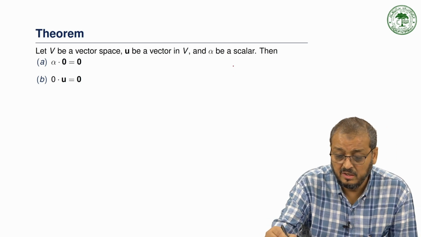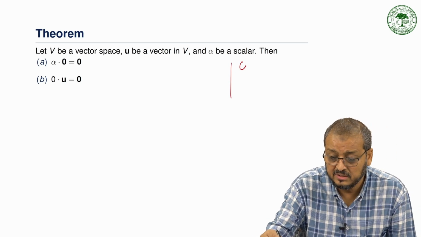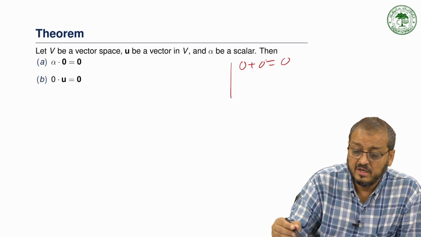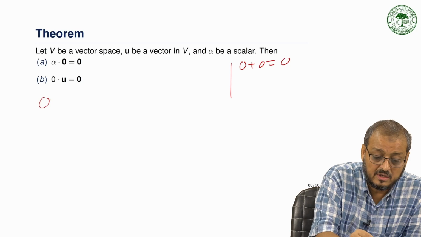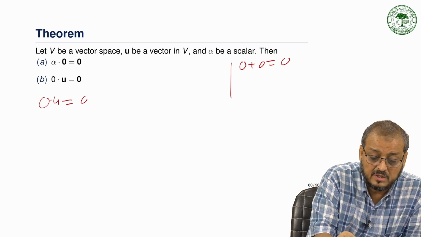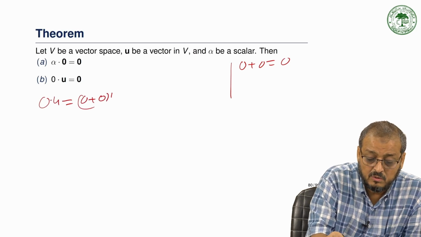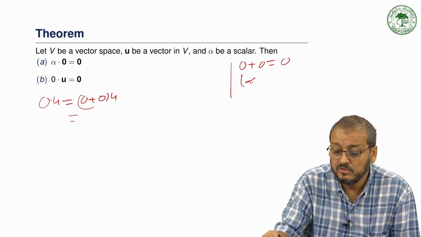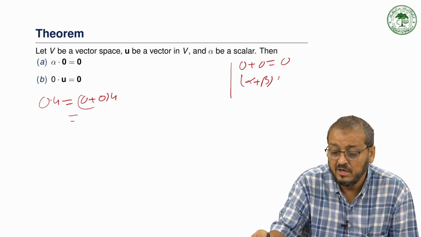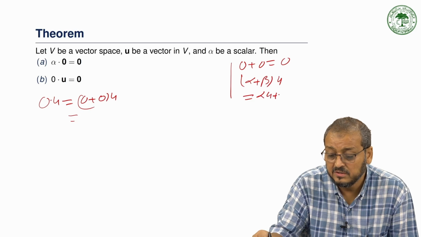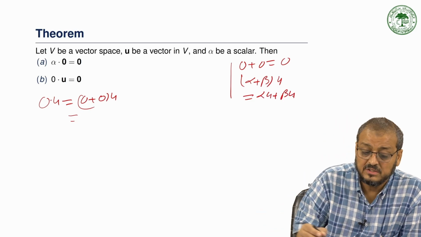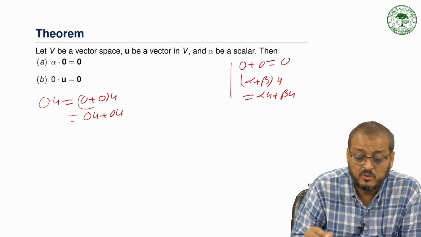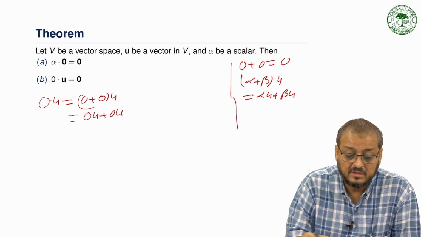So, again using the real numbers, we know that the real number 0 plus 0 is equal to 0. So, we take 0 times U, which can be written as (0 plus 0) times U, and this 0 is a real number. We use the property that (alpha plus beta), the scalars, times U is alpha U plus beta U. By this property we can say it is 0 times U plus 0 times U, and now we take this equal to this.